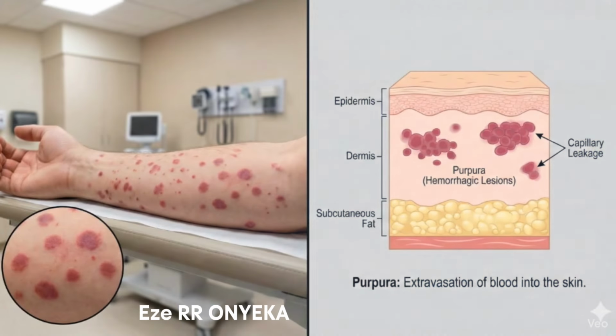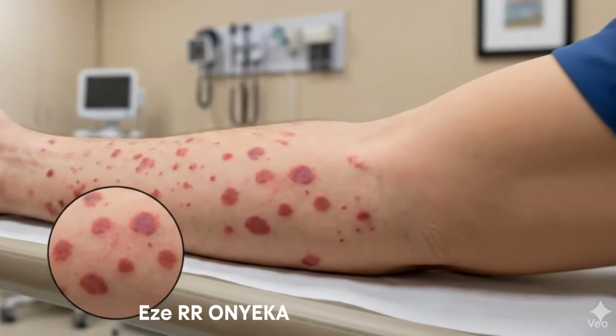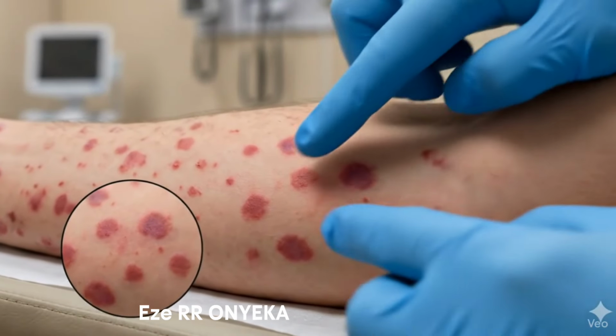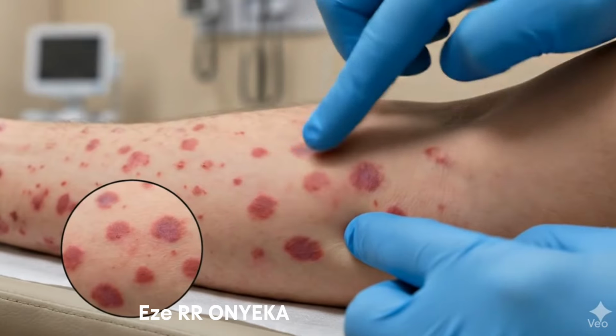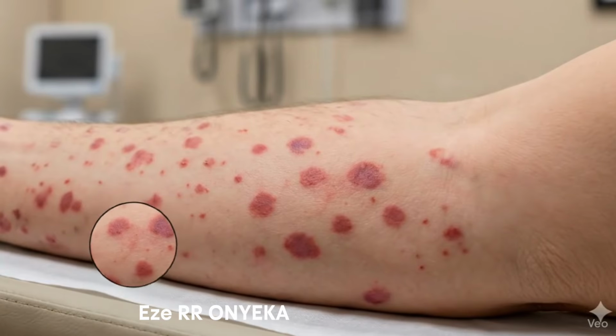Examples include vasculitis, platelet disorders, or infection-related purpura. Purpura suggest vascular leakage or platelet/coagulation abnormalities.